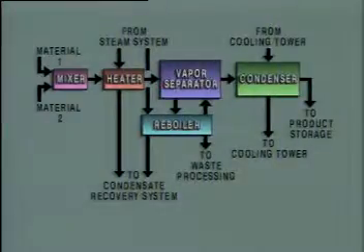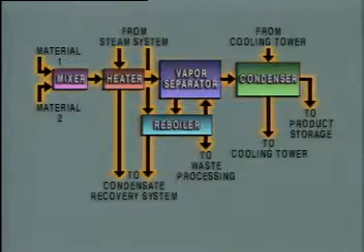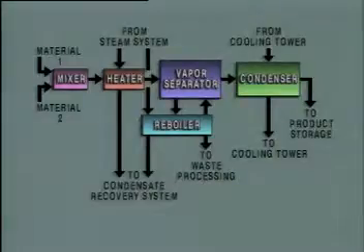This block diagram is a process flow chart. The boxes represent pieces of equipment in a chemical process, and the lines represent flows. This type of diagram is often used to describe a process system.